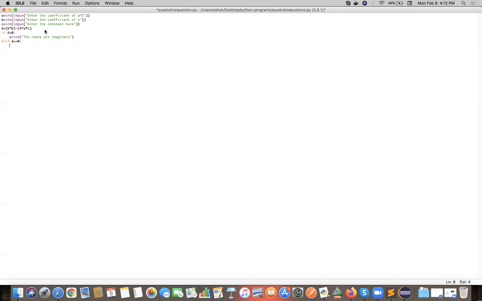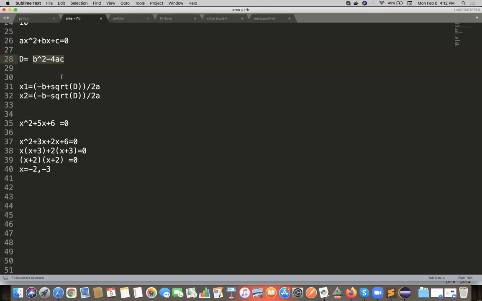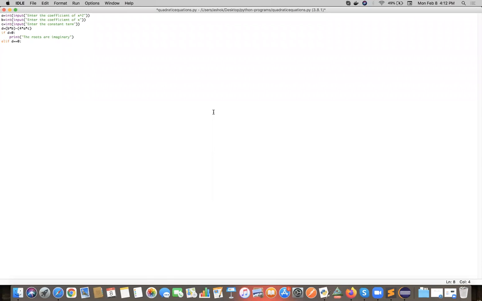Both answers are the same, right? So you see this equation, what happens if d is 0? This part completely becomes 0. So all you need to do is minus b by 2a is the answer for both the roots, correct? Because this part becomes 0, both x1 and x2 are the same, minus b by 2a. You don't need to worry or do much here, right? So you could say x1 is equal to minus b divided by 2 times a, and you can simply print the roots are real and equal.